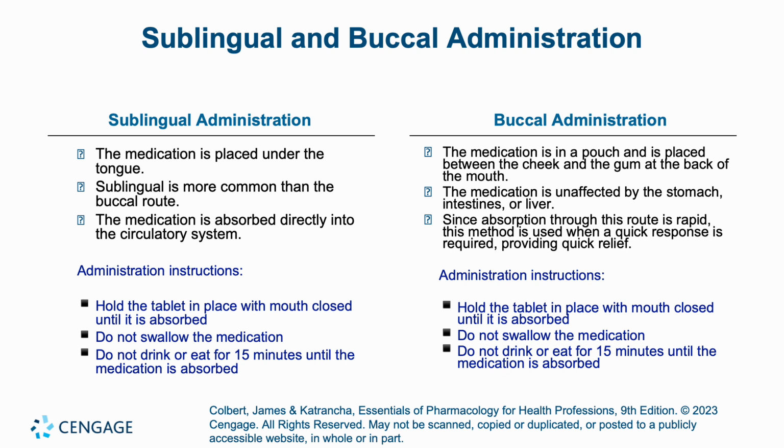Buccal administration. The medication is in a pouch and it's placed between the cheek and the gum at the back of the mouth. This medication is unaffected by the stomach, intestines, or liver, and it's a very rapid route of absorption. This method is used when quick response is required and it provides quick relief.